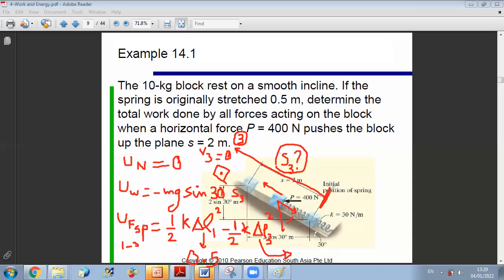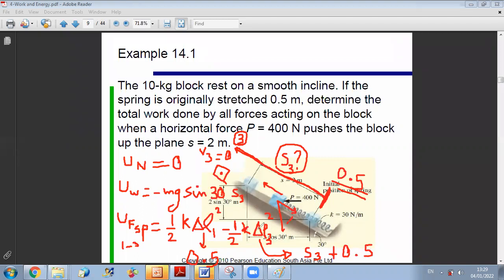The spring is initially stretched 0.5, and I added to this stretching a further value. It is already stretched 0.5 and I moved it further up a distance S3. So what will be the total stretching? S3 plus 0.5. Yes, very good. So delta L3 is S3 plus 0.5.